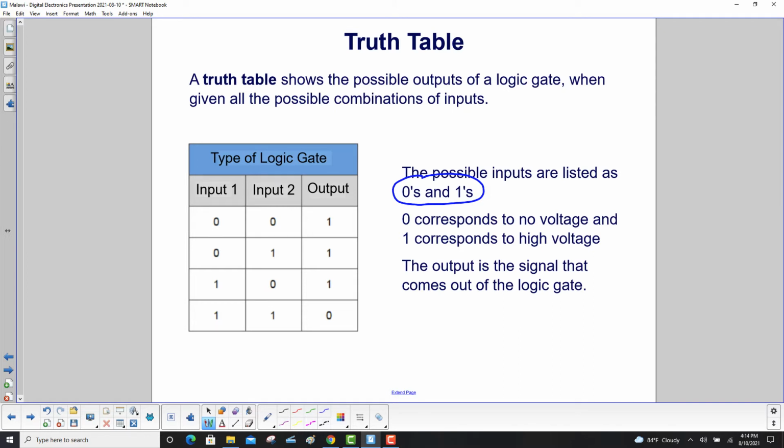So what are our combinations? Well, 0 can be paired with 0, 0 can be paired with 1, and then 1 can be paired with 0. Now notice the order counts here. And then of course 1 can be paired with 1. So these have the same inputs, just reversed. Then it tells you what the output is. The first 3 give you outputs of 1, and the last one gives you a 0.